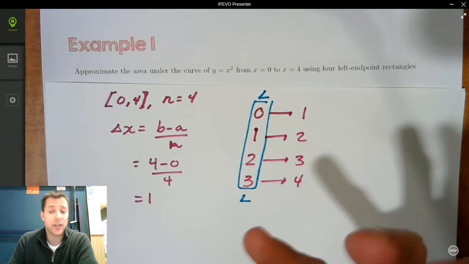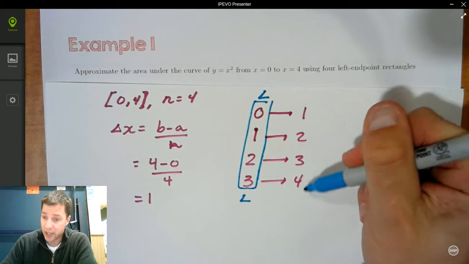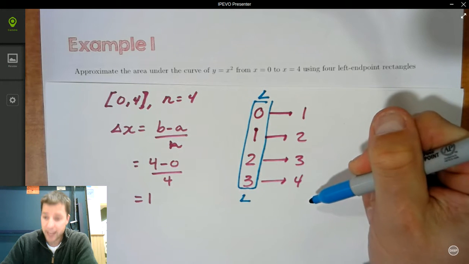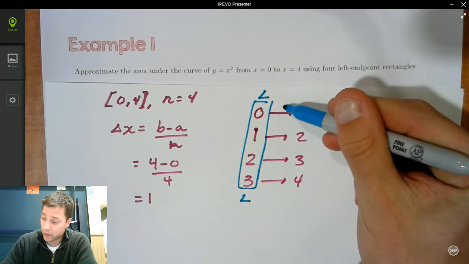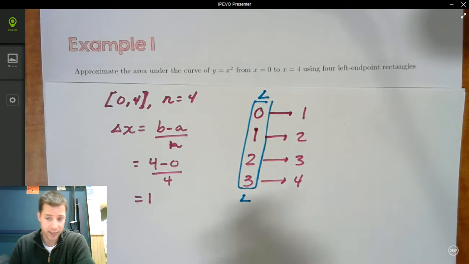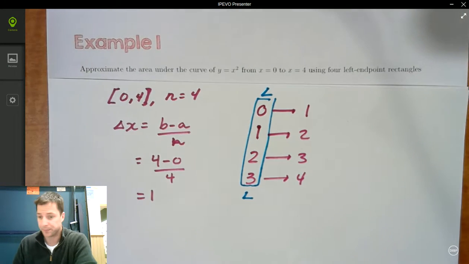If in the next video I wanted to use right, I'd be using these. And if I was using midpoint, I'd be going right in the halfway between. So it's all the same. These 3 techniques are going to be very similar.